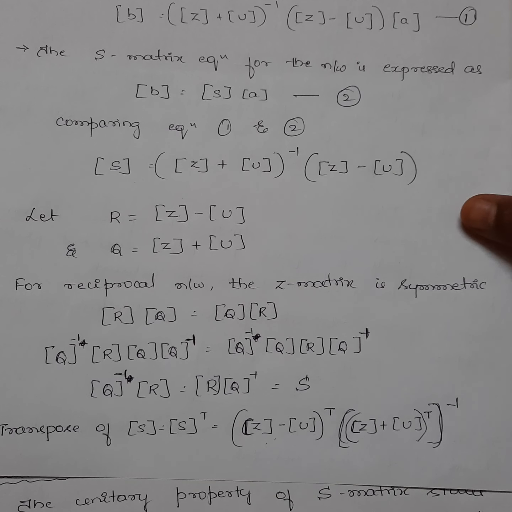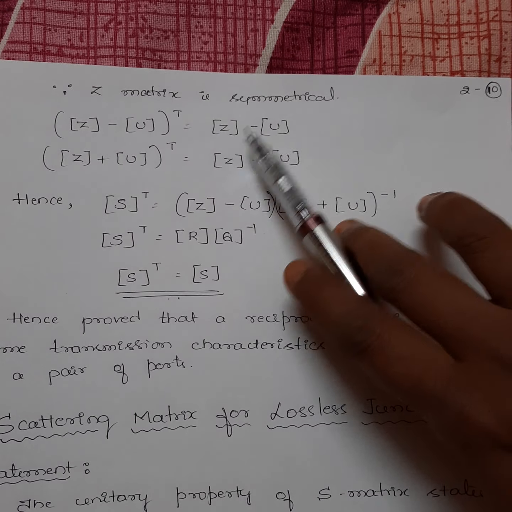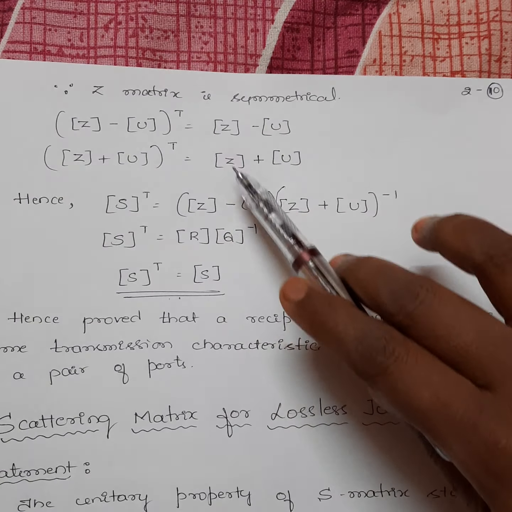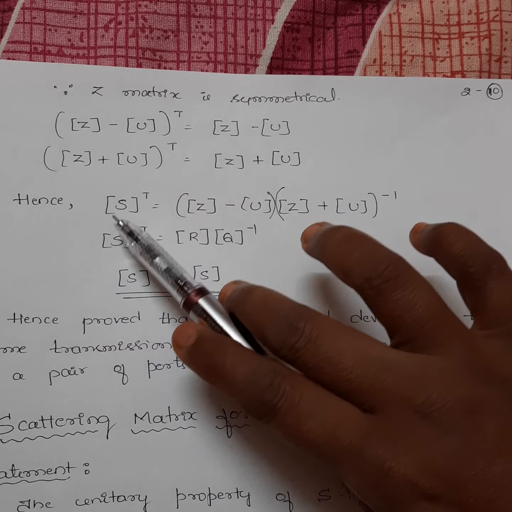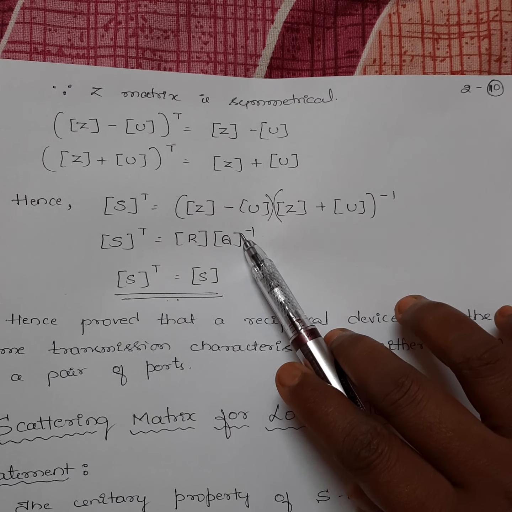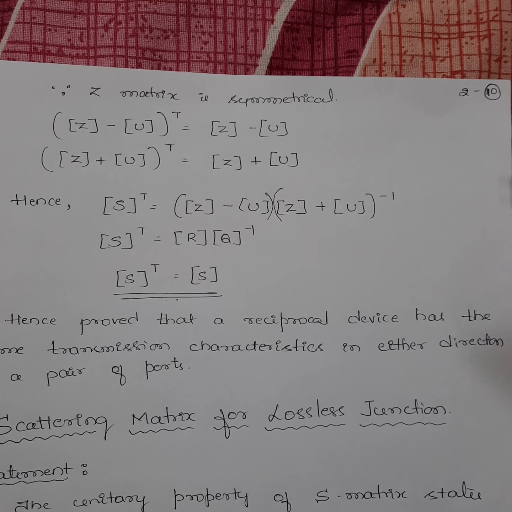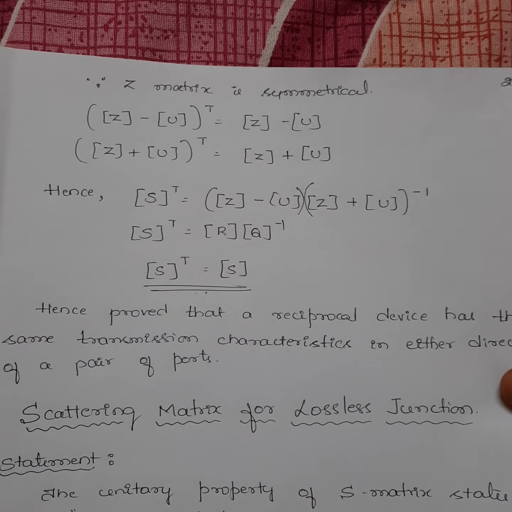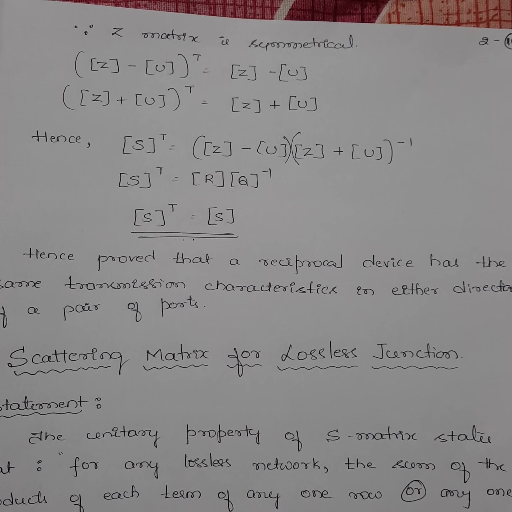As it is symmetrical, the transpose can be written as Z minus U, Z plus U. If we substitute for S transpose, we get R into Q inverse. So S transpose is equal to S. We have proved this. Okay, in the next class, we'll discuss the scattering matrix for a lossless junction. Thank you.